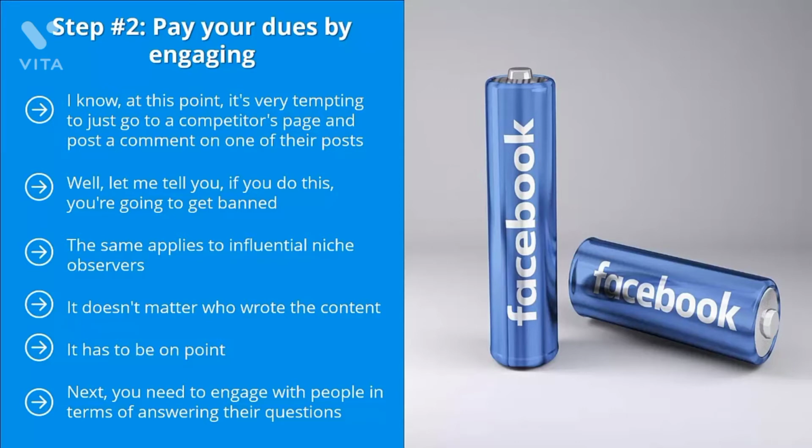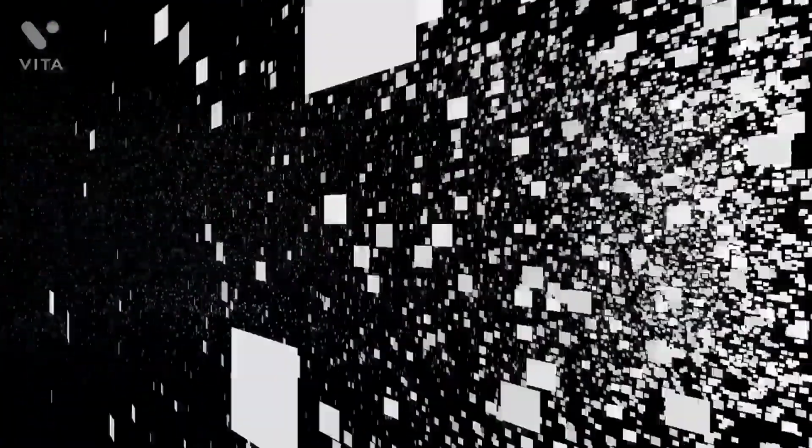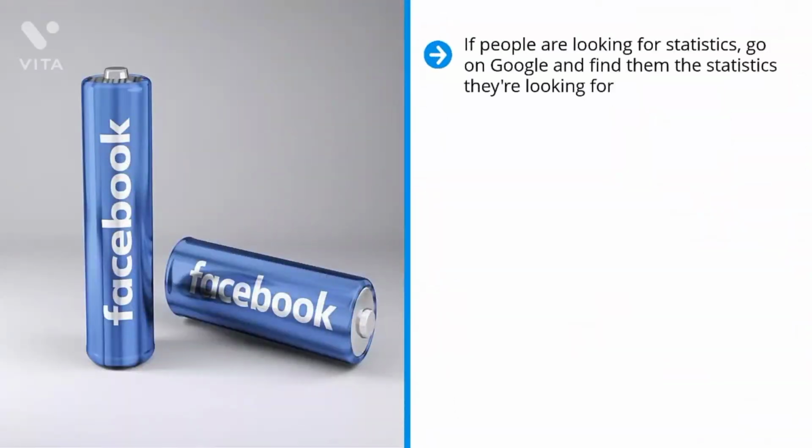Try to be a facilitator. Try to be a mediator. Try to be the go-to source of information for your niche. If people are looking for statistics, go on Google and find them the statistics they're looking for. If they're looking for a video, go to YouTube and search for the content that they're looking for.